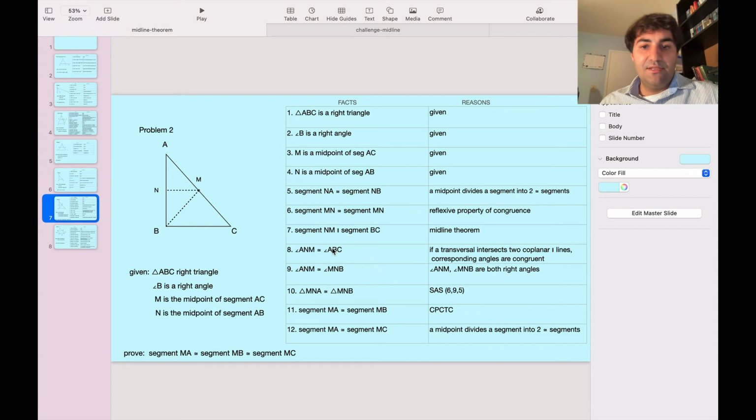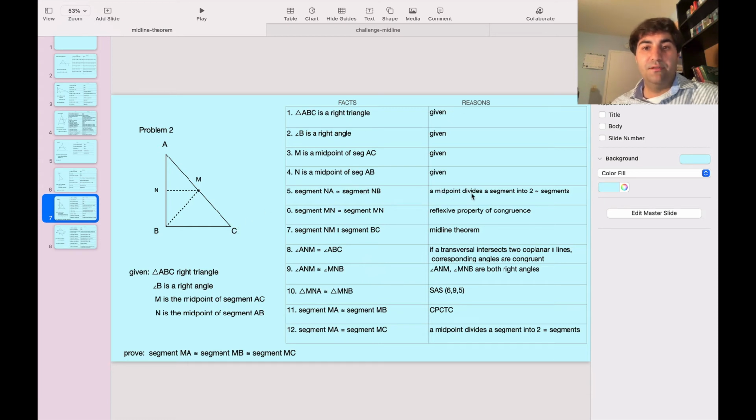Okay, so these last two problems are kind of harder, but they're good problems anyway, so let's go over them. So triangle ABC is a right triangle, B is a right angle, M is the midpoint of segment AC, and N is the midpoint of segment AB. We want to prove that segment MA is congruent to segment MB, which is congruent to segment MC. So we write down what we know, these 4 things.